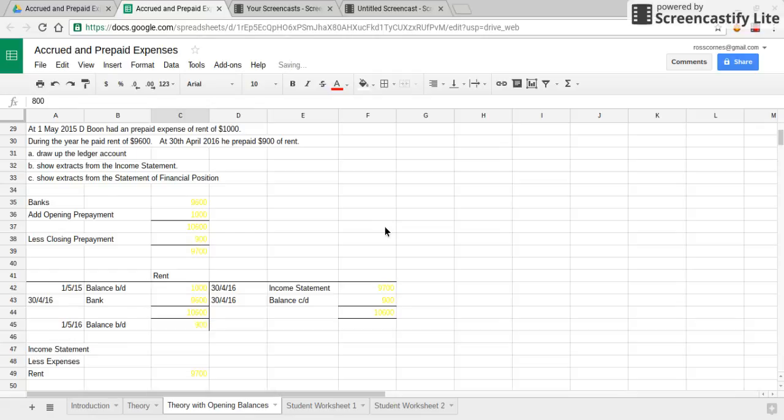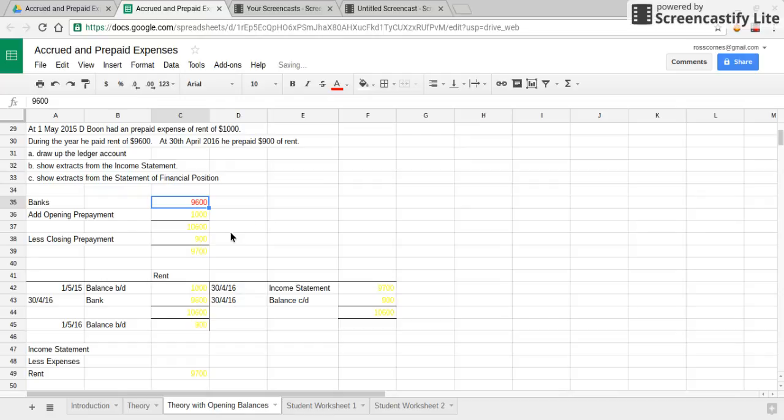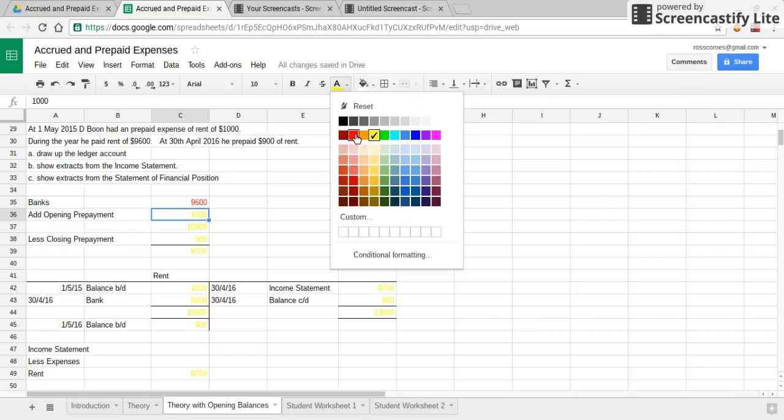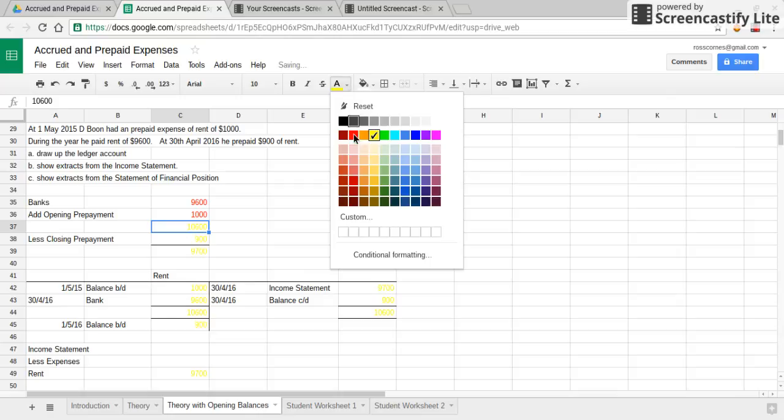Okay, and then a final example here, we've got prepaid expense of rent. So starting with the basics, the amount that's gone through the bank has been $9,600. $1,000 at the start of the year has been prepaid, so we need to increase it because that's part of the current year's expense. So we need to add that on because that's going to be part of this year's expense.